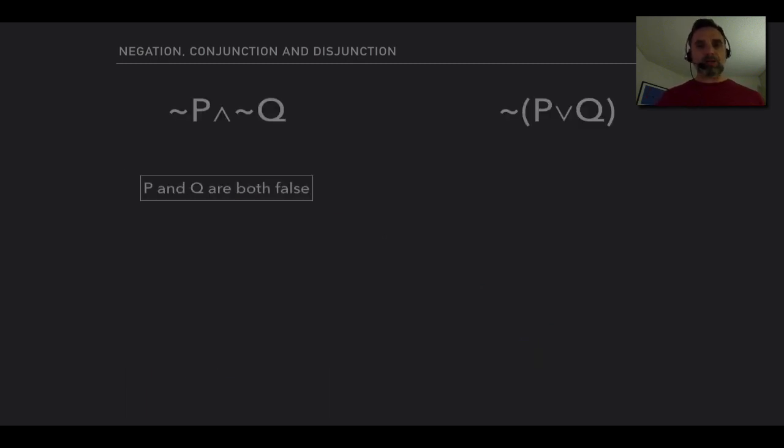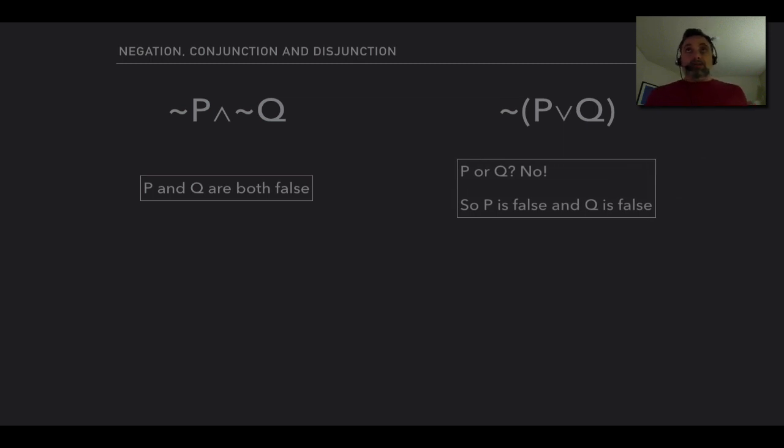Let's now talk about the relationship between negation P and negation Q with negation of P or Q. So this says, is the sentence P or Q true? No. Well, when is P or Q true? There are three ways it can be true. Either P and Q are both true, or P is true and Q is false, or Q is true and P is false. And so when we negate P or Q, we're saying we're in none of those situations. And the only way we can be in none of those situations is if both P and Q are false.